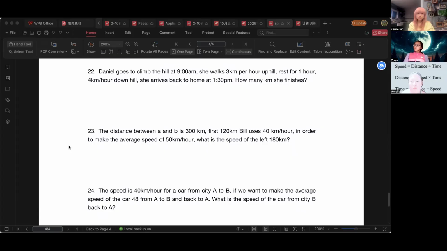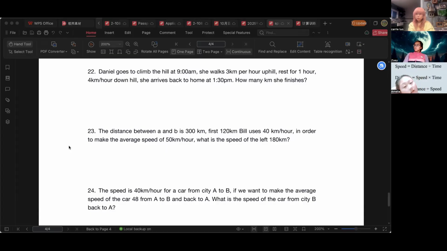Okay, so let's take a look at number 23. Who is taking the turn to read the question? Amelia? Okay. The distance between A and B is 300 kilometers. First, 120 kilometers, Bell uses 40 kilometers per hour in order to make the average speed of 50 kilometers per hour. What is the speed of the left 180 kilometers? Do you understand what this question says?